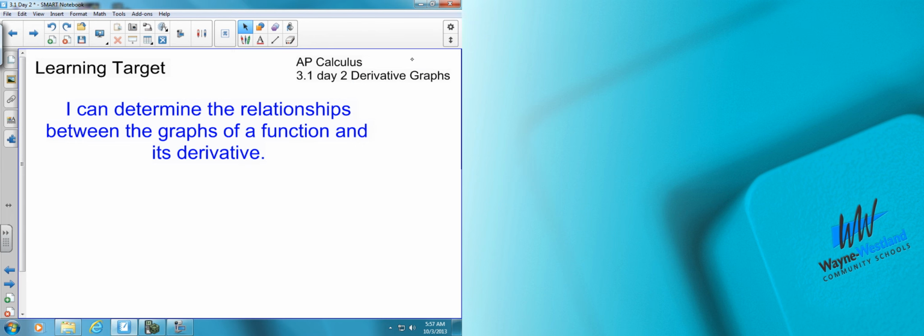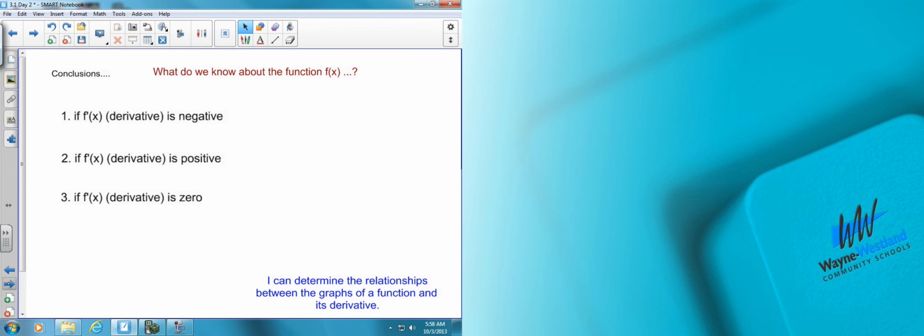Today's lesson is on the relationship between the graphs of a function and its derivative. A derivative function is always the slope of the original function, so you might want to keep it in mind. It's the slope of the tangent line at every single point on that function. A couple of things that we know about the function if we know about their derivative.